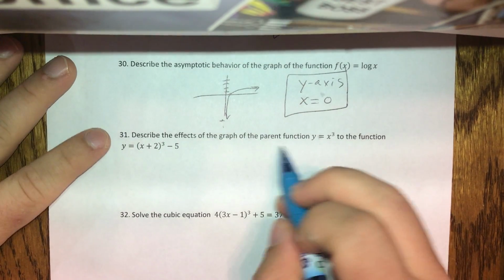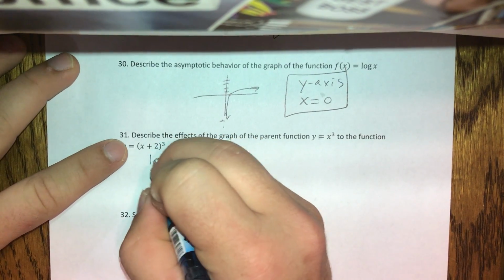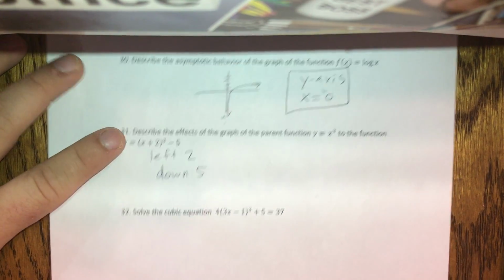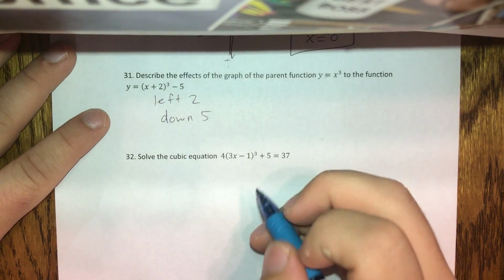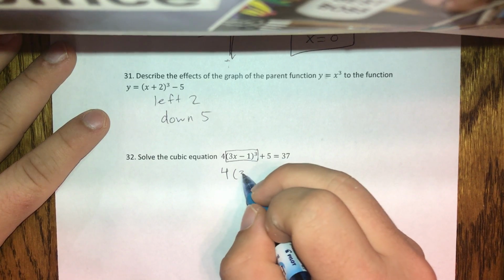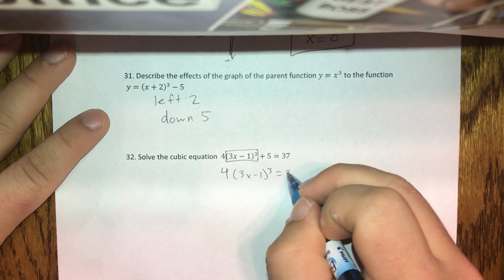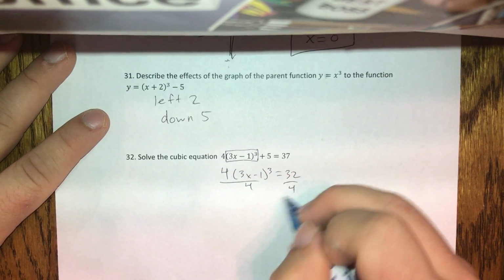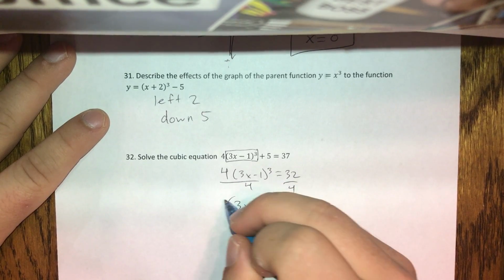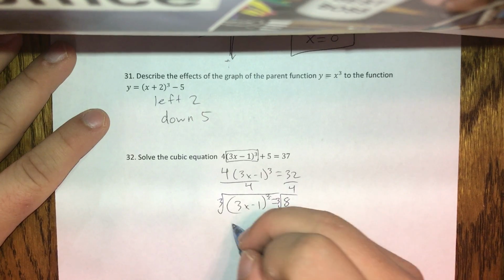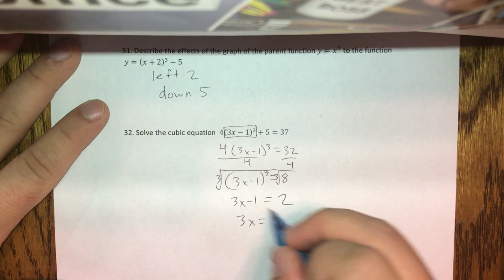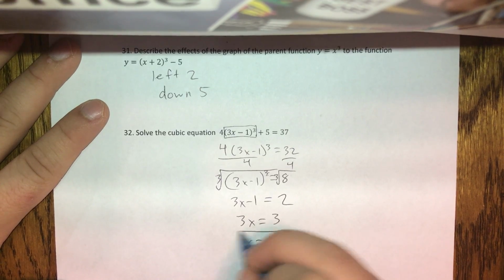And then the last two, describe the effects on the parent function. And so that's going to go left 2 and down 5. And the last one, solve the cubic equation. So we want to get this by itself. So we're going to subtract 5. Then we'll divide by 4. Then we'll take the opposite of cubed, which is cube root. And then we'll add 1 over and divide by 3, x equals 1.